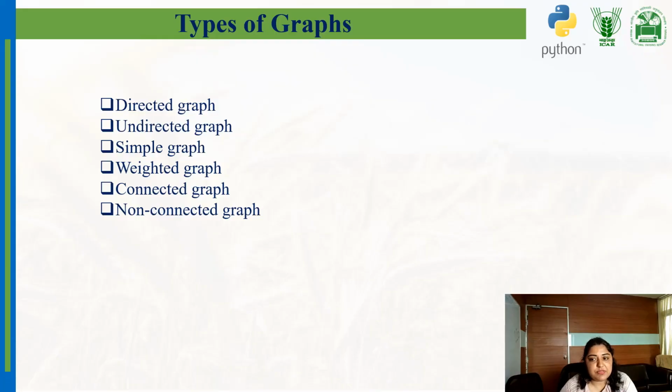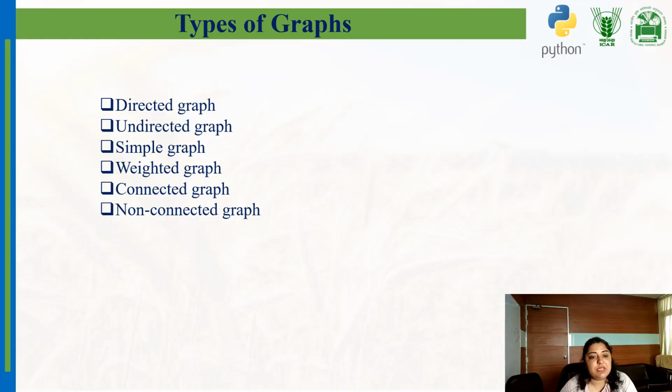Then a simple graph is your simple graph. It is not having any direction, not having any weight. Weighted graph: in a weighted graph, we are mentioning the weight on the edges. For example, we are mentioning the kilometers in between the cities. Like we are mentioning the kilometers in between Delhi and Rajasthan. We are mentioning the distance between two cities, that is called a weighted graph.